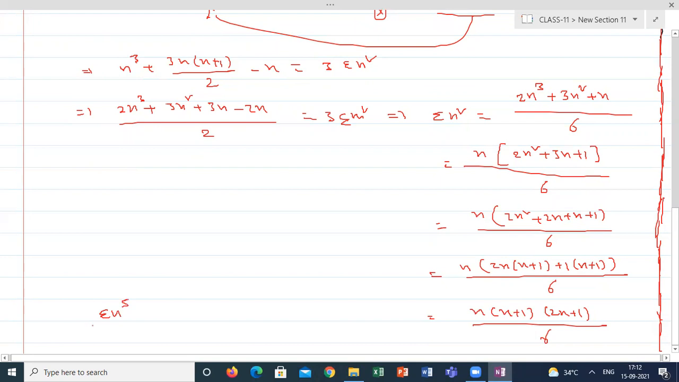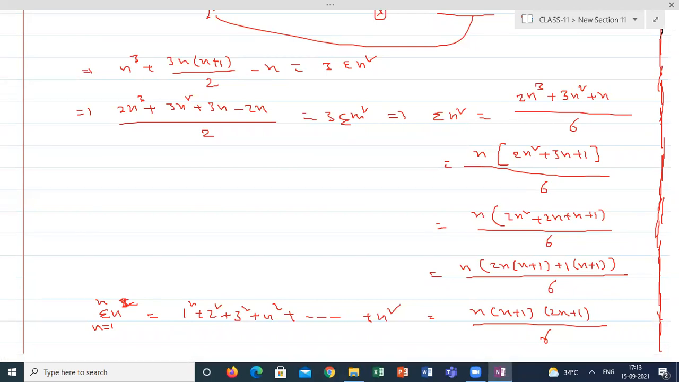sigma n square, where n goes from 1 to n, that is 1 square plus 2 square plus 3 square plus 4 square and so on up to n square. This is the expression for sigma n square, the sum of the squares of the n terms. Hope you are clear about what I have done.